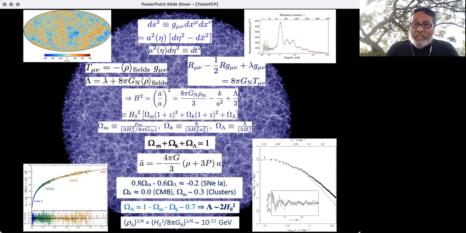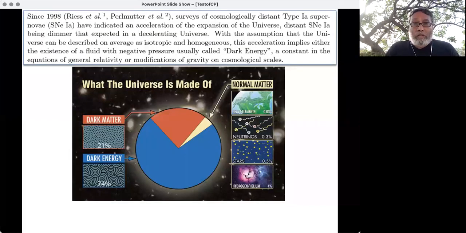And this is the standard cosmological model, which is based ultimately on this assumption of isotropy and homogeneity. And this is completely acknowledged in the literature. So here is an excerpt from a textbook, which highlights the fact that the universe has to be assumed to be describable on average as isotropic and homogeneous. And then you infer that there is acceleration. And we call that generally cosmological constant, or more generally dark energy.